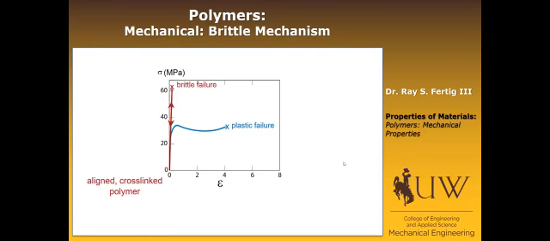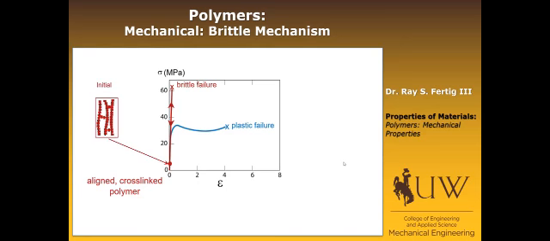So now let's talk real briefly about some of the mechanisms in these features, in these polymers rather. So this is for the brittle failure mechanism, and those are going to, in general, depending on the temperature still, but across the board, usually aligned cross-linked polymers and network polymers are going to show this type of behavior.